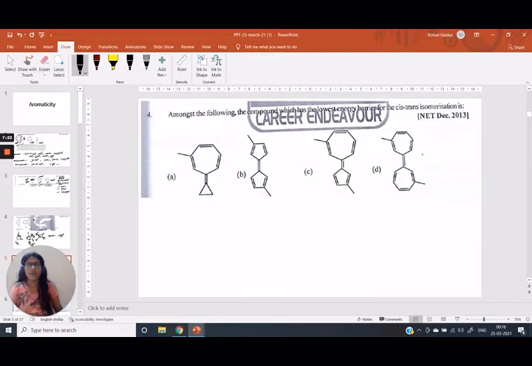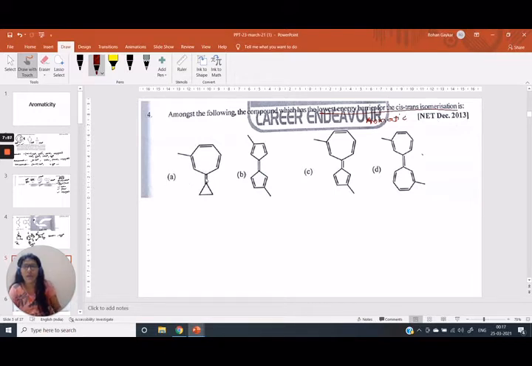Among the following compounds, which has the lowest energy barrier for cis-trans isomerism? This is the question. Now we can see the solution. Here, we have to find the lowest energy barrier for cis-trans isomerization. For that, we have to know whether the compound is aromatic or non-aromatic. If the compound is aromatic, then it has the lowest barrier for cis-trans isomerization.